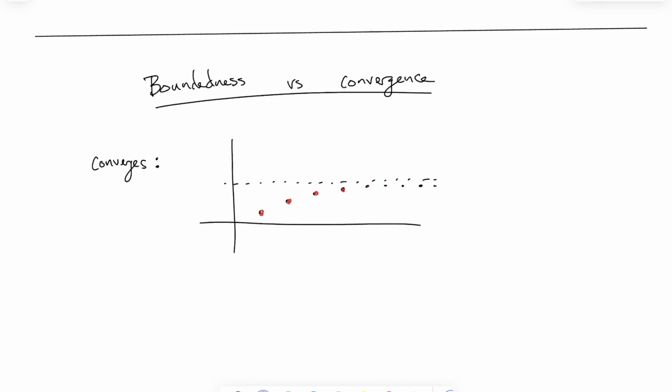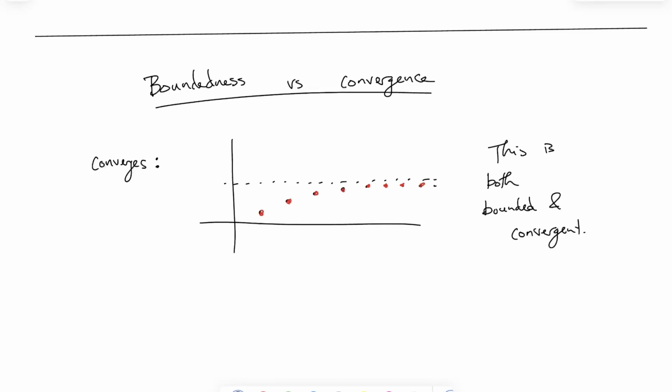So this one, as I've drawn it, it does converge. It converges to the dotted line, and it is also bounded by the dotted line, bounded above, and is bounded below by just, well, whatever you want. You can take a lower bound down here. The upper bound is a little bit more interesting. So this one is both bounded and convergent. It converges and it's also bounded.